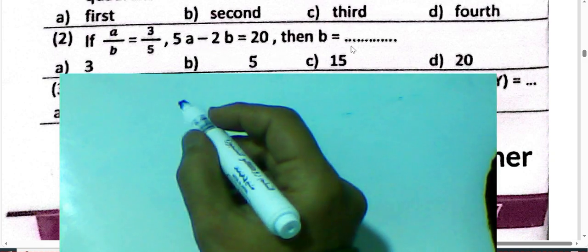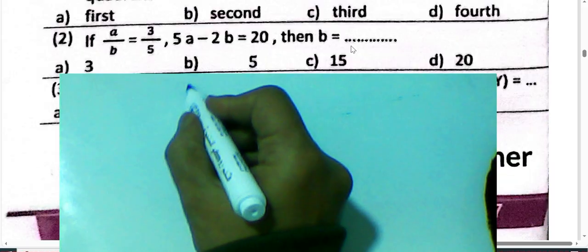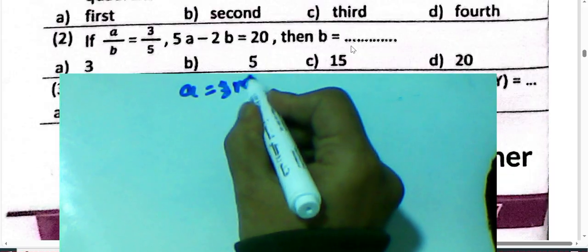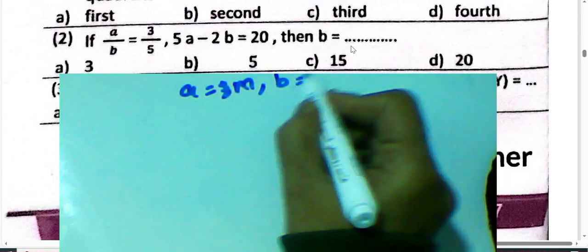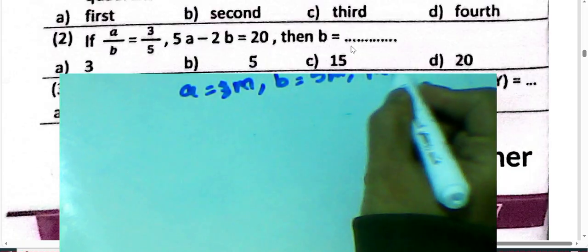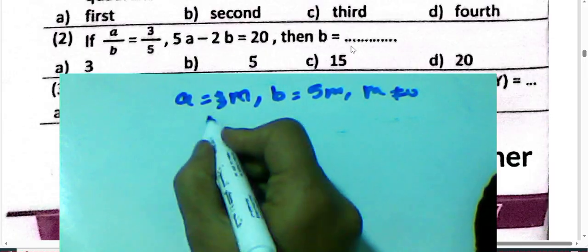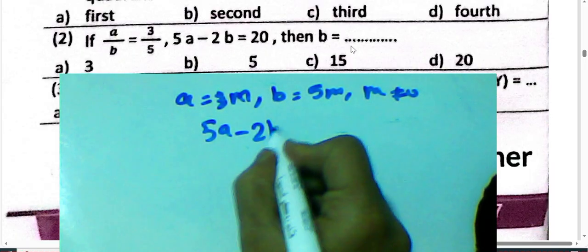Next question. Okay, understood. Question number 2. If a over b equals 3 over 5 and 5 product by a subtracted by 2b equals 20, then find the value of b. Okay, in this example we can write a equals 3 product by m and b equals 5 product by m, such that m not equal 0. Okay, he wants to find the value 5a minus 2b.